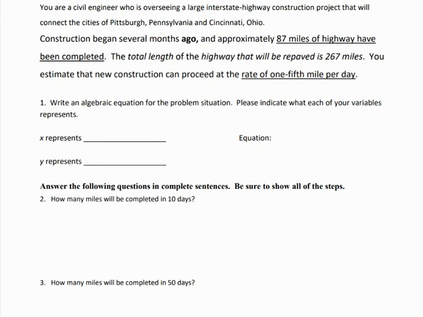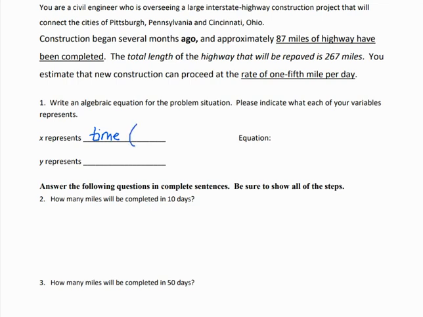That is exactly correct. So let's be a little bit more specific with that, but exactly, X is going to represent the time, and we're not talking about seconds or minutes, but we're talking about days. So our unit is days. And our Y is going to be the distance of the highway. And that will be in terms of miles. I'll just make that even more specific. So the distance completed. And that's in terms of miles.